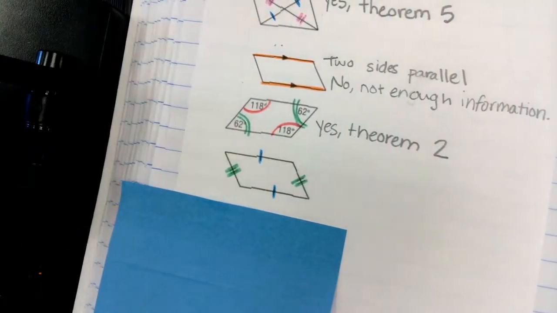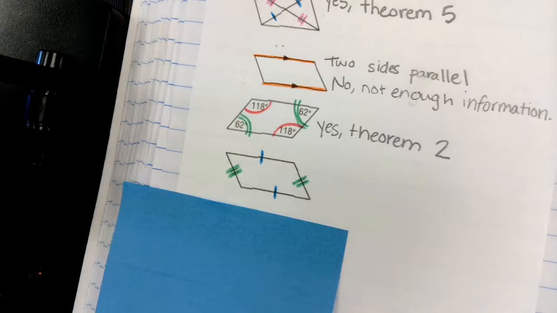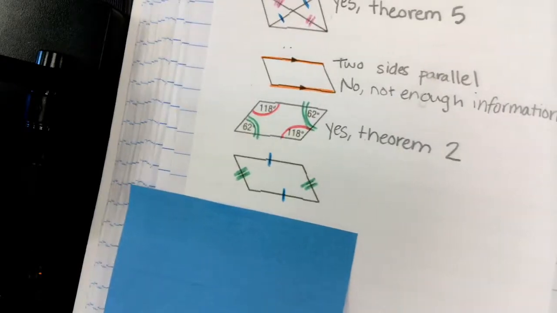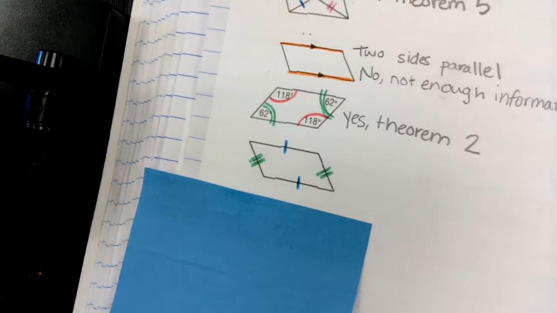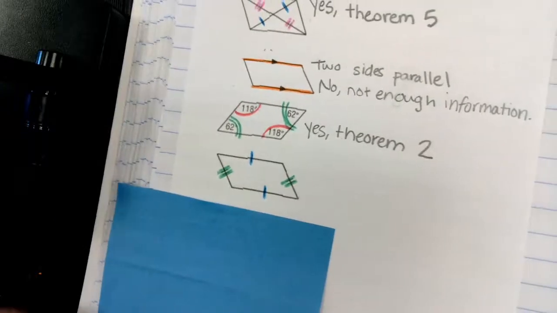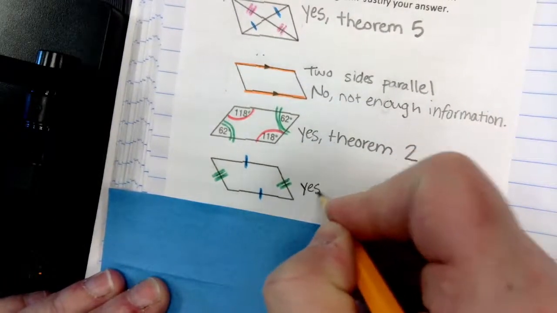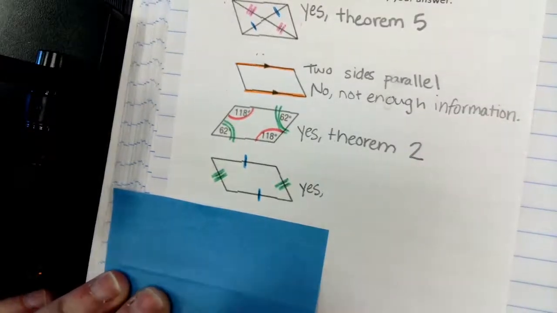We don't see anything being parallel. If we saw those arrows telling us parallel, then we could use the definition. But since they don't show those parallel, we're going to use a theorem, one of the rules. Is there a rule that tells us that opposite sides are congruent? Yeah. Which one? Yep, the very first one. The very first one tells us opposite sides are congruent. So this was a yes. We know for sure this is a parallelogram. And it is theorem 1.